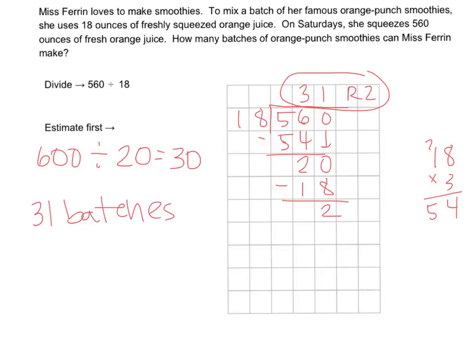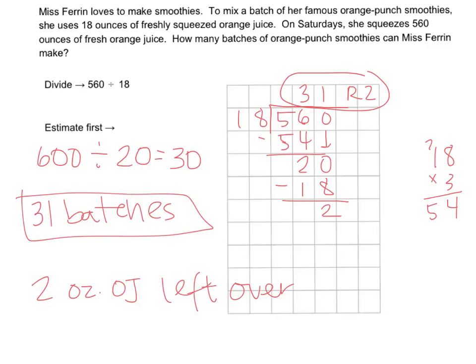And then that 2 means that I have 2 ounces of OJ left over. Now, you wouldn't have to say that. But sometimes that's nice to say, oh, I have some left. So sometimes that's nice to mention it. But I've got enough to make 31 batches of smoothies.